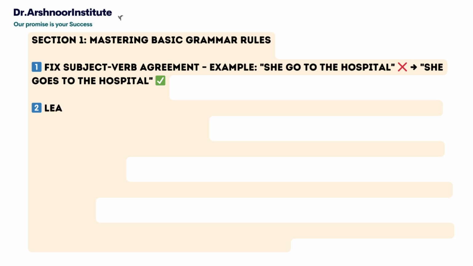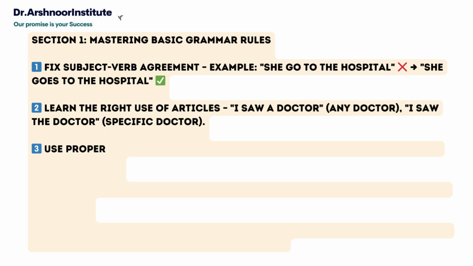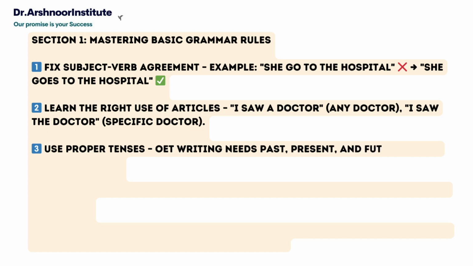For example, "She go to the hospital." It is wrong because the subject is third person singular. We need to use S or ES with a third person singular subject. "She goes to the hospital." That is the correct form.